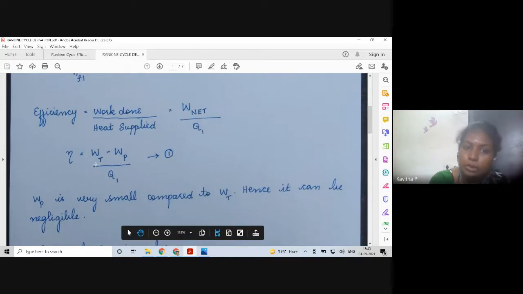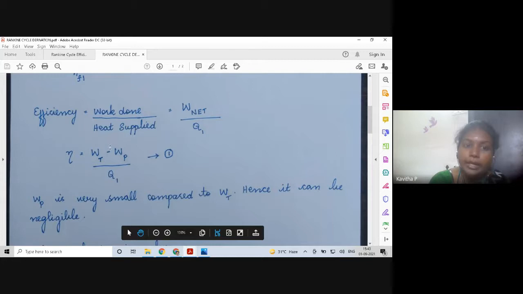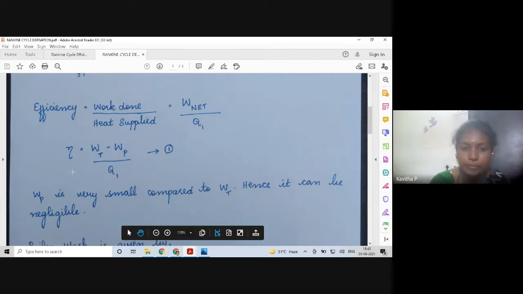And we also know that the turbine work done is going to be very much higher than the work done by the pump. So WP, the work done by the pump, is a very small value compared to the work done by the turbine, and it can be negligible also. Now we'll have to identify the values for WT, WP and Q1 and substitute them in the efficiency equation.